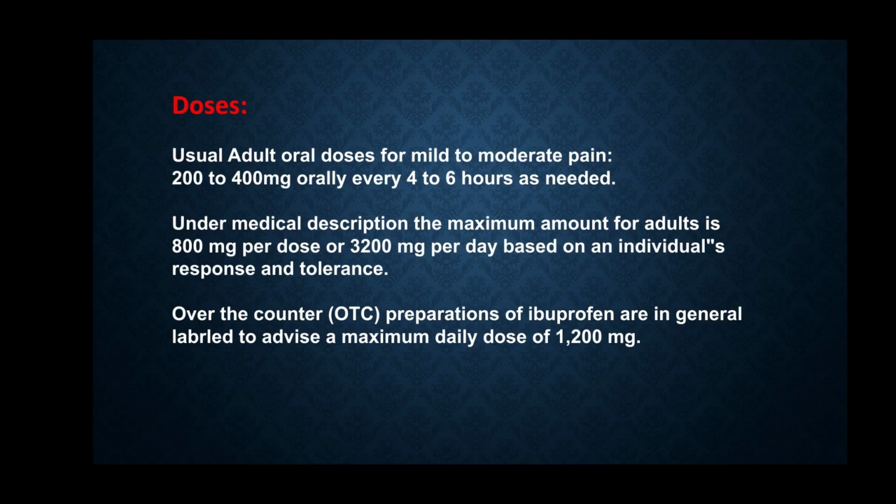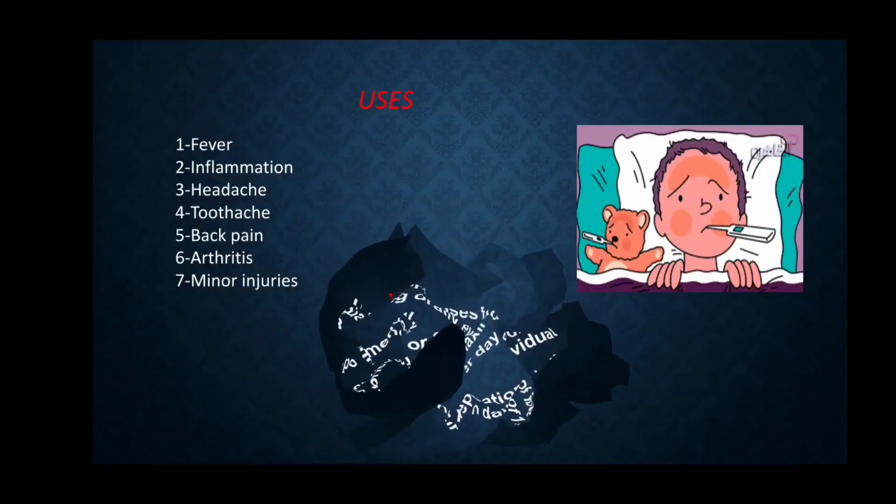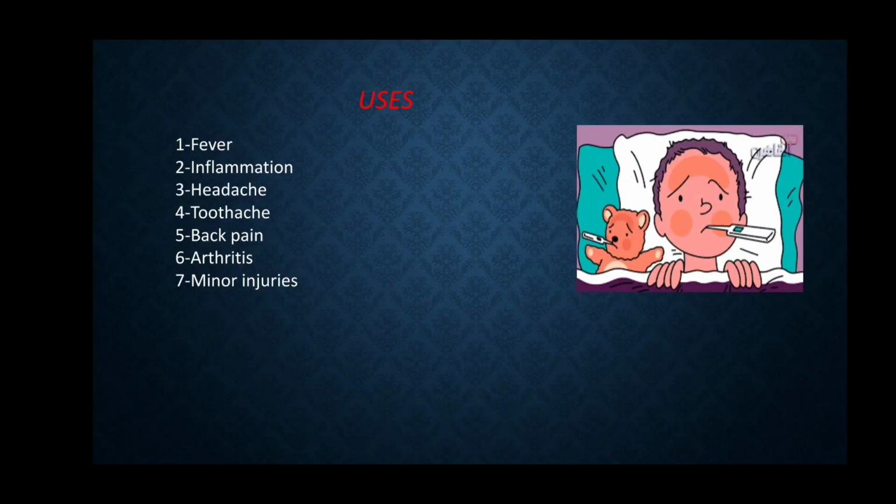Over-the-counter preparations of ibuprofen are, in general, labeled to advise a maximum daily dose of 1200 mg. Uses: fever, inflammation, headache, toothache, pain, arthritis, minor injuries.